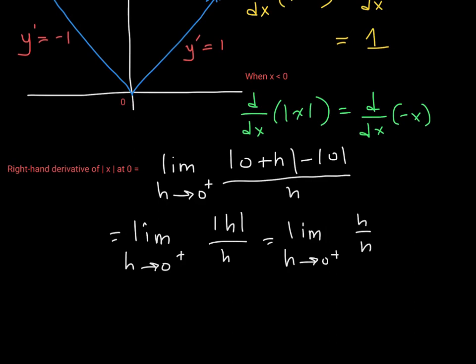So this is the limit as h approaches 0 from the right of 1, which is a constant. So this is equal to 1. Now what I would like to show you is that the left-hand derivative is different. The left-hand derivative is negative 1.